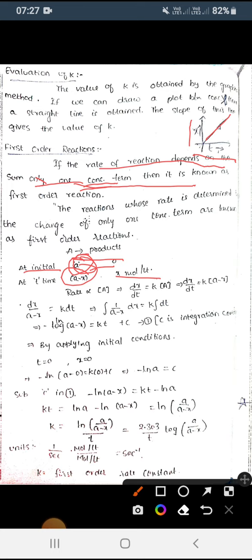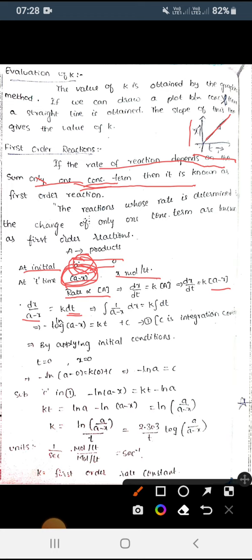Now, according to the rate law, the rate is directly proportional to the concentration of A. What do we mean by rate here? dx by dt, as we know, is equal to k[A], where k is the rate constant. So dx by dt is equal to k into (a minus x). Why have we taken a minus x? After time t, the concentration is converted to a minus x. Now bring the x terms to one side and the t terms to the other side. Then we get dx by (a minus x) is equal to k into dt.